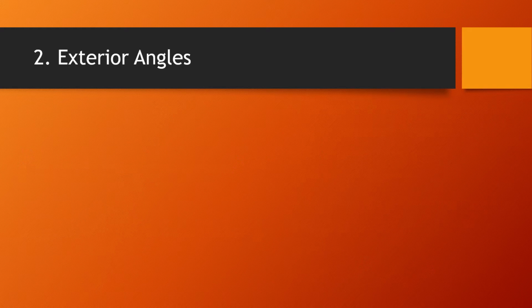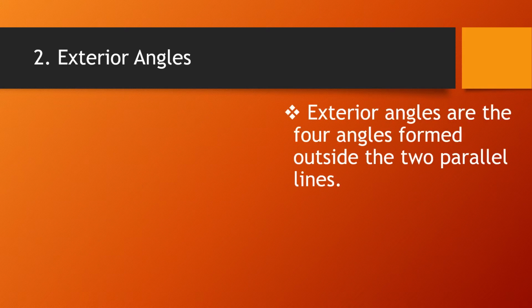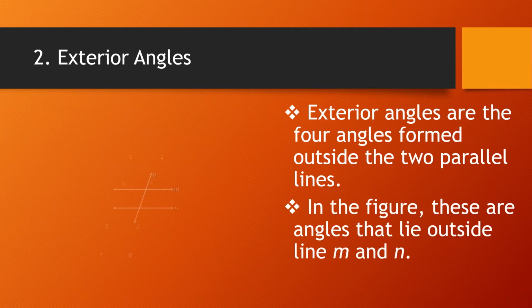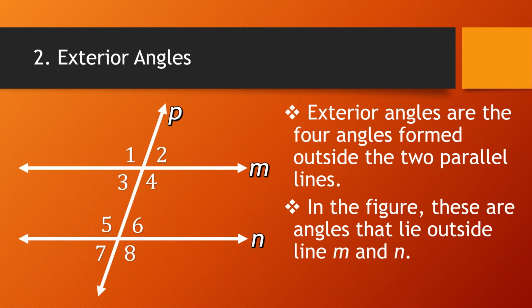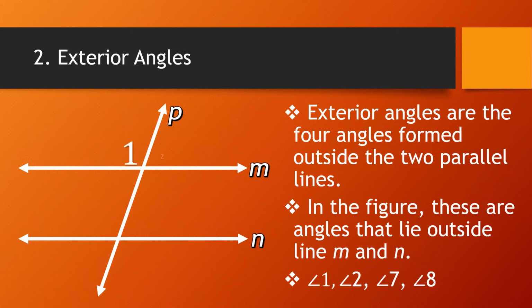Second, exterior angles. So these are four angles formed outside the two parallel lines. Okay, outside line M and line N. So we have angle 1, angle 2, angle 7, and angle 8.